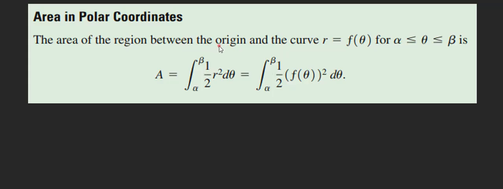So in order to find the area of a polar curve, where r equals f of theta, for theta going from alpha to beta, it is the integral of 1 over 2 r squared d theta, where the integral goes from alpha to beta. Of course, instead of r, you could also use f of theta. And let's take a look at some examples.